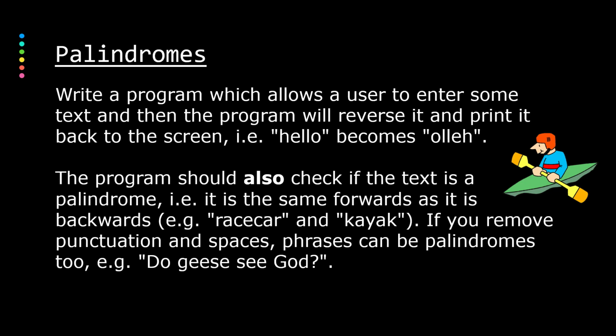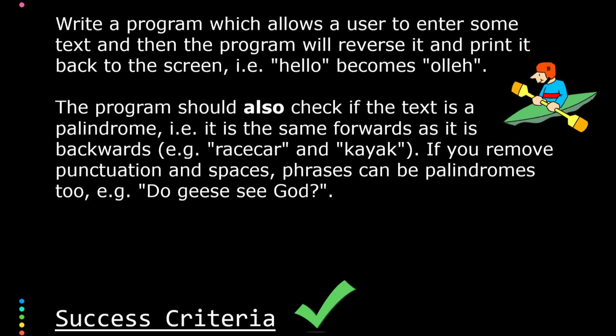So once you remove punctuation and spaces, you can also have phrases which are palindromes. So for example, do geese see God? If you get rid of those spaces and punctuation and make it lowercase, this will also be a palindrome as well. So that is my core task for you in two stages. The second stage does rely on the first stage.